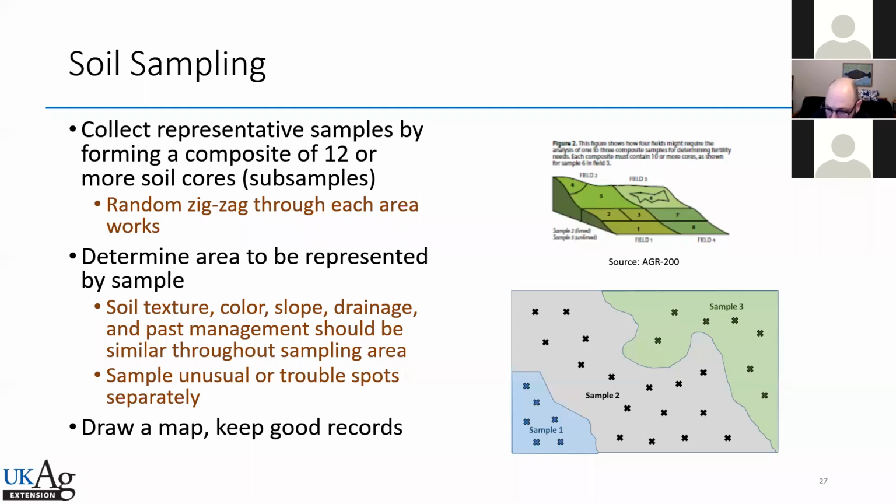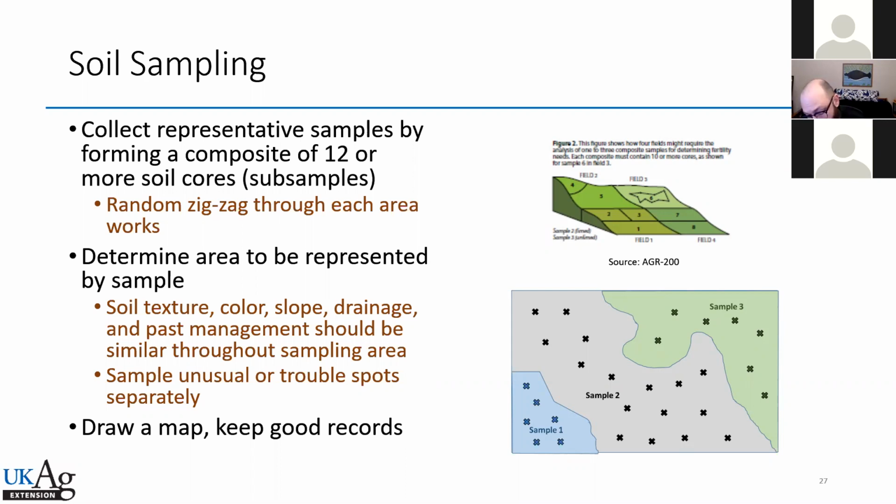Zigzag randomly. You want to miss the cow patties and things like that. Really randomly run around there and get a bunch of samples. Determine what area is to be represented, again 10 acres, 20 acres. You might not want to go bigger than that unless the field's really uniform.